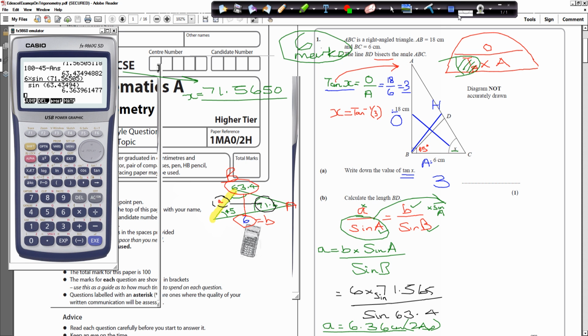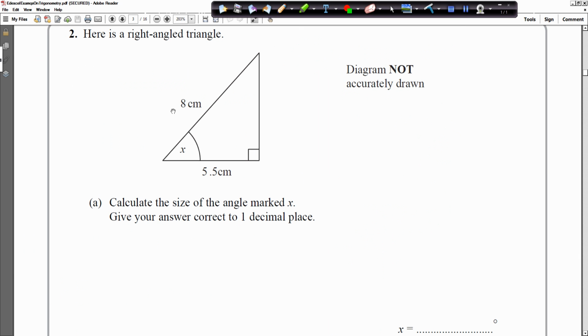Yeah? Let's pause. Okay, question number 2: here is a right angle triangle. Diagram not accurately drawn, so don't start measuring the angles, that's what it means. Calculate the size of the angle marked X, give your answer correct to 1 dp. So let's first of all quickly label the diagram.